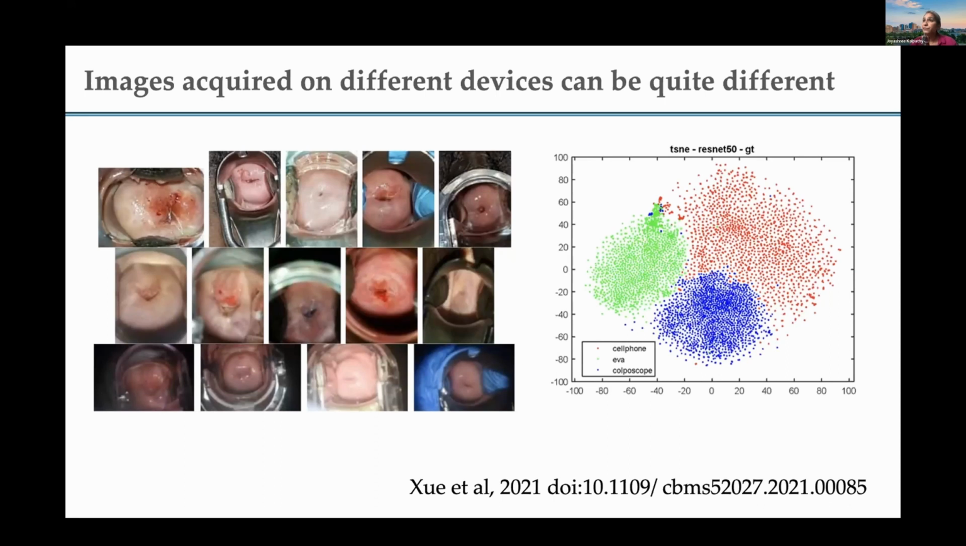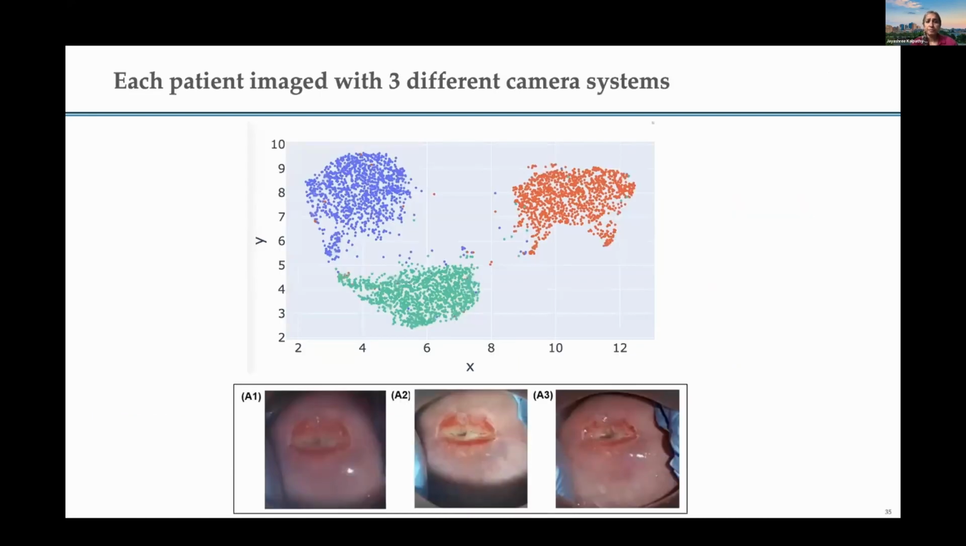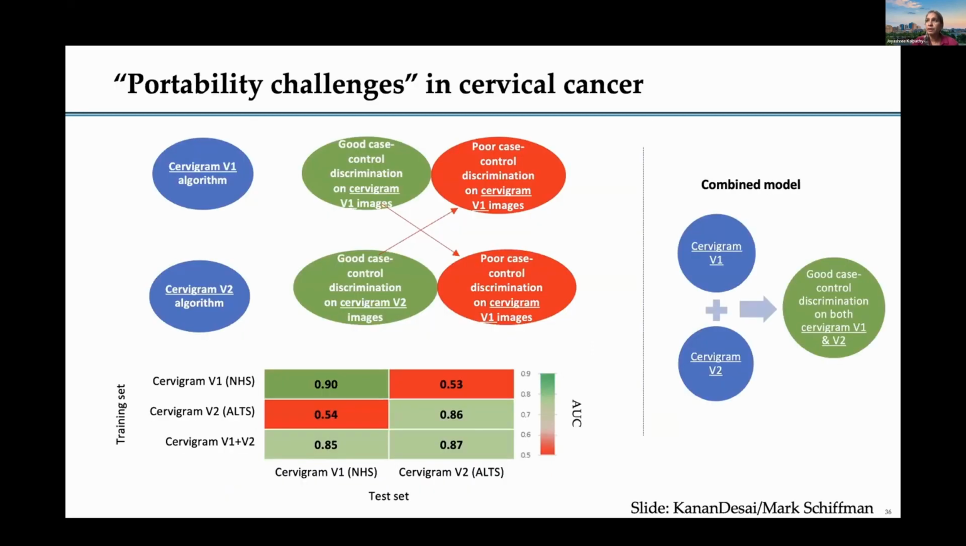So often the networks seem to learn the device first and then the pathology second, which means that if you now have a third or fourth device, it may not necessarily work well on this external data set. Here we have the same person imaged on 3 systems, and we really had hoped that the same person, same image would look a lot more entangled than we see here. So this is quite a bit of an issue.